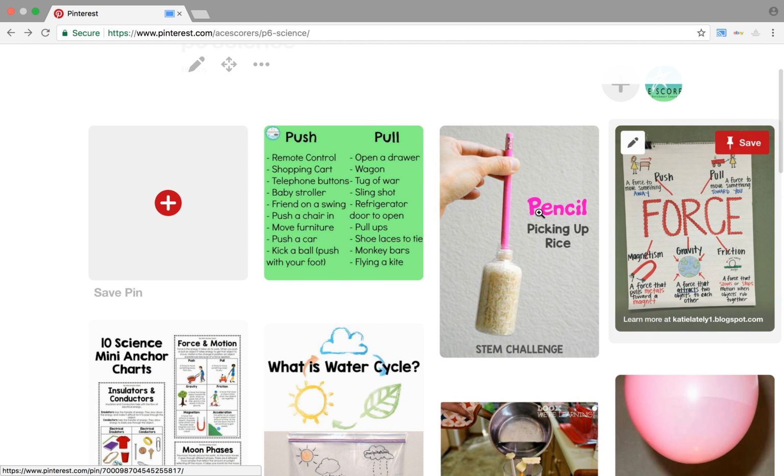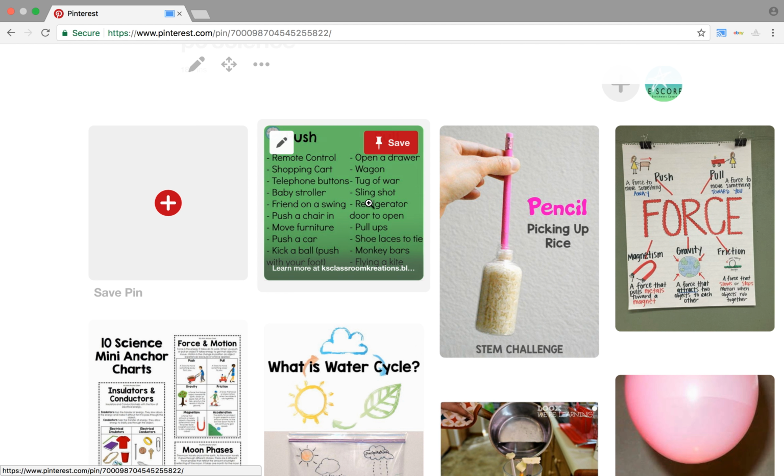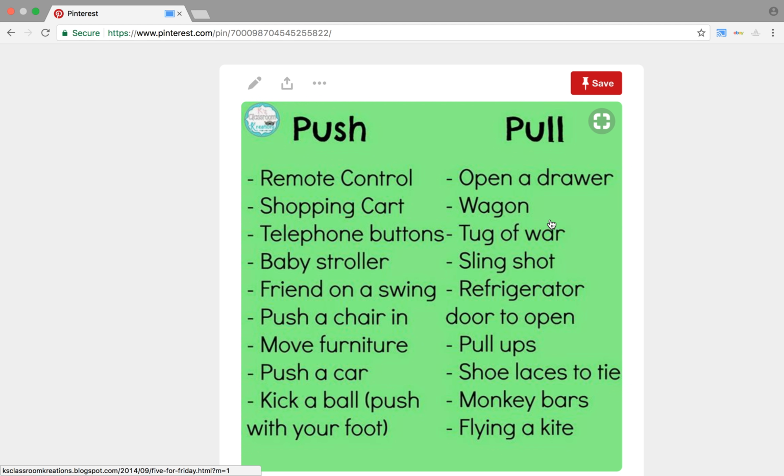Okay, so examples of push and pull. Push someone. Remote control, push the button. Shopping cart, pushing a friend on the swing. Push a chair, move furniture, push a car, kick a ball. Kicking also, right? What's pulling? Open the drawer, wagon.